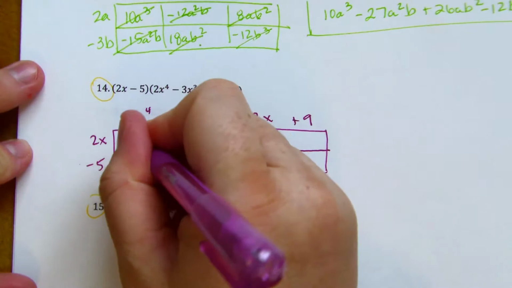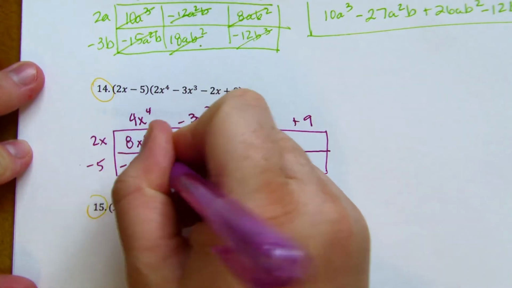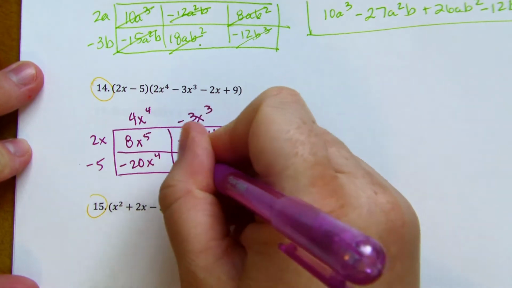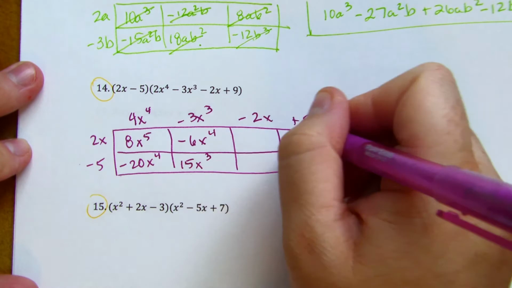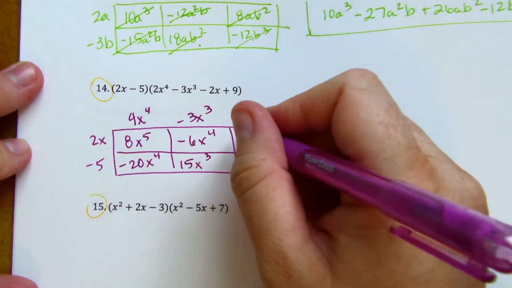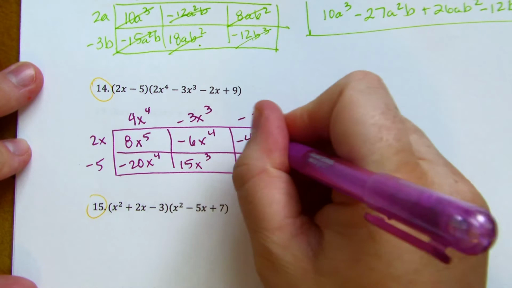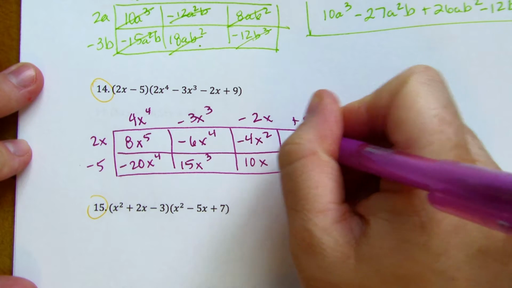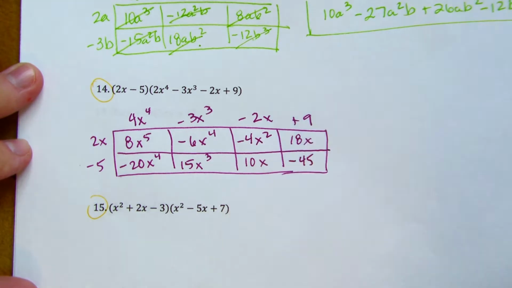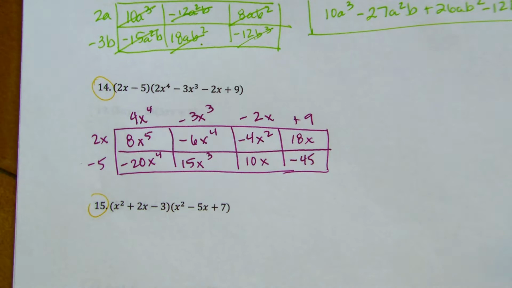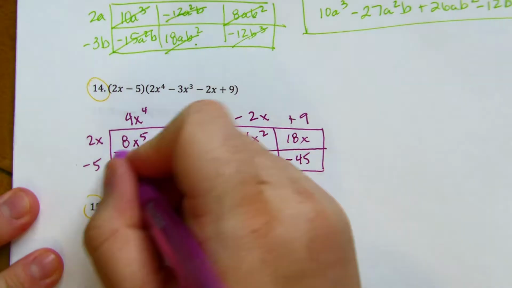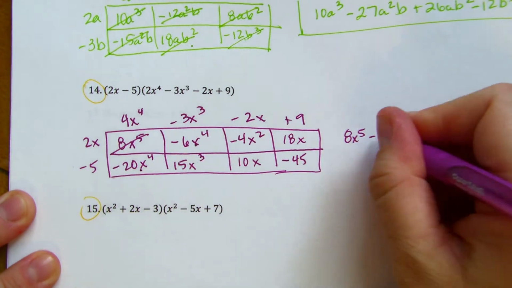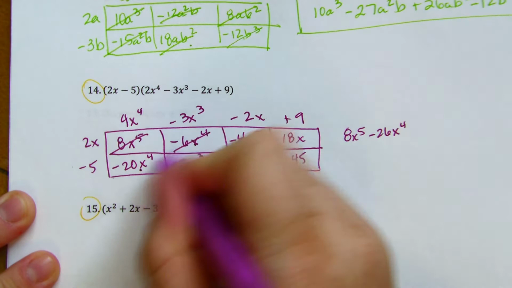I have 8x to the 5th minus 20x to the 4th minus 6x to the 4th plus 15x cubed. And let's see here. We have minus 4x squared and 10x and 18x and negative 45. And so now we're looking for all of our like terms again. There are no other x to the 5ths, so I have 8x to the 5th. I have x to the 4th and x to the 4th, so that's negative 26x to the 4th.